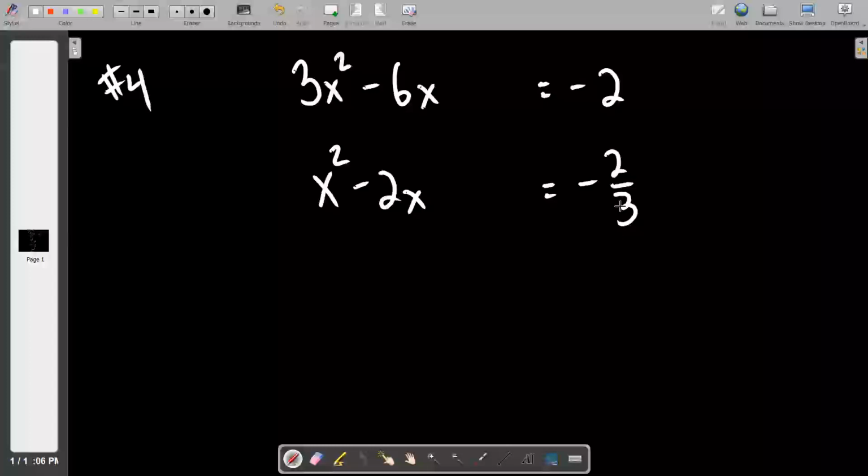Next step is to do the algorithm. Half of -2 is -1. And when you square a -1, what do you get? You get a +1. So I'm going to add 1 to both sides.